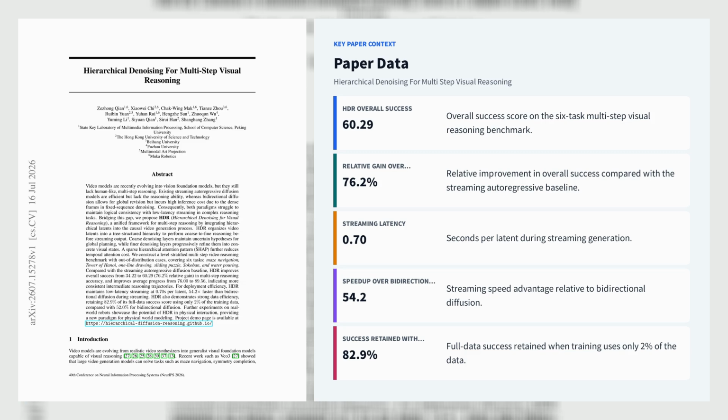The model is also data efficient. With only 2% of the training data, it retains 82.9% of its full data success score, versus 52% for bidirectional diffusion. Robot maze experiments and the HDR WAM adaptation to RoboDojo suggest that hierarchical visual planning can transfer to embodied interaction, although remaining failures involve late-stage geometry and state consistency drift.